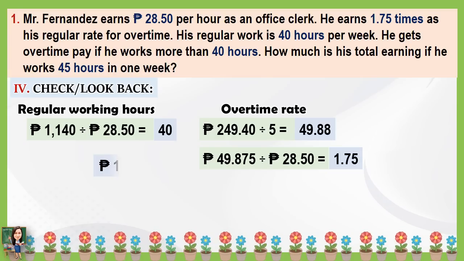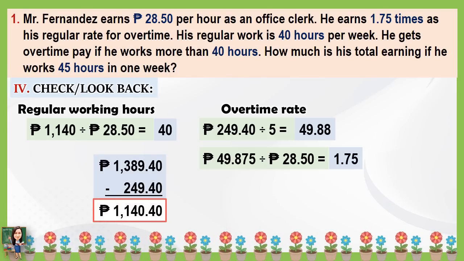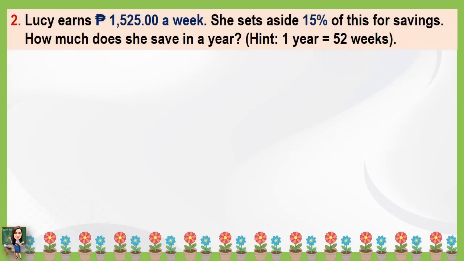Then add. 1,389 pesos and 40 centavos minus 249 pesos and 40 centavos equals 1,140 pesos and 40 centavos. This answer is the regular working hours pay for Monday to Friday. Number 2.